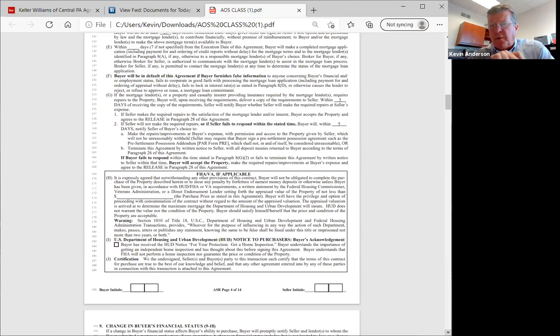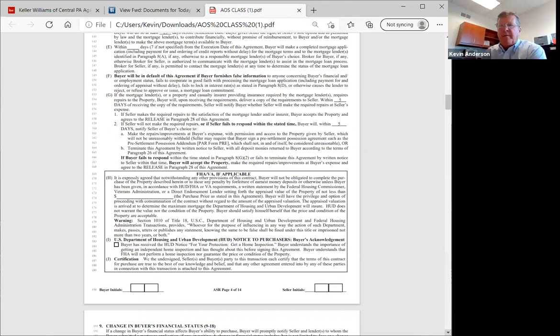Do we have the "For Your Protection: Get a Home Inspection" HUD form? I don't think so. I think it comes from HUD, which the lenders have. That's correct, the lender has it. So just so you know, that's in there, that the buyer is signing that they received that notice.